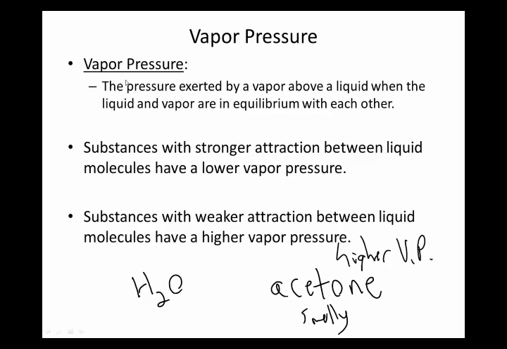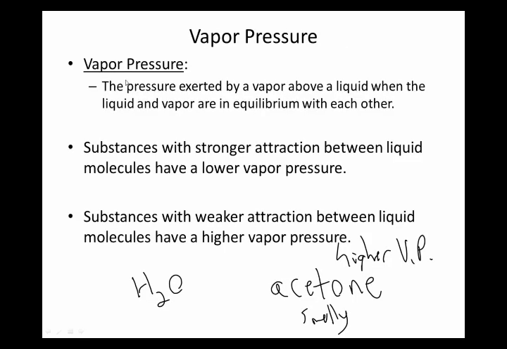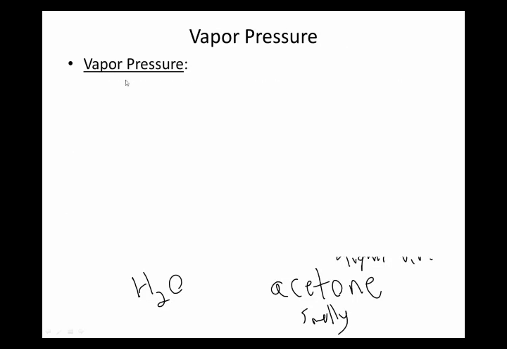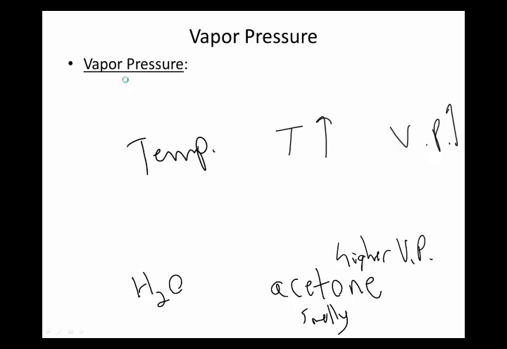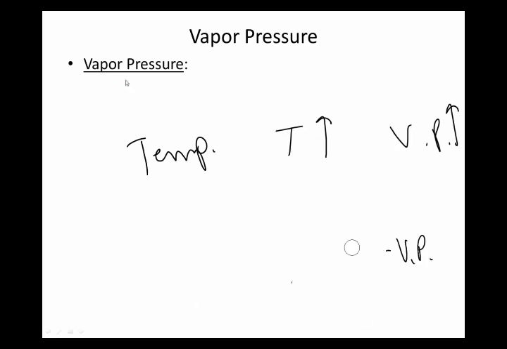It's about how fast something is evaporating, which brings me to the other thing that affects vapor pressure, which is temperature. If I increase the temperature, what happens to the vapor pressure of a substance? It goes up because it evaporates more quickly. So again, vapor pressure is really just talking about how quickly something evaporates.